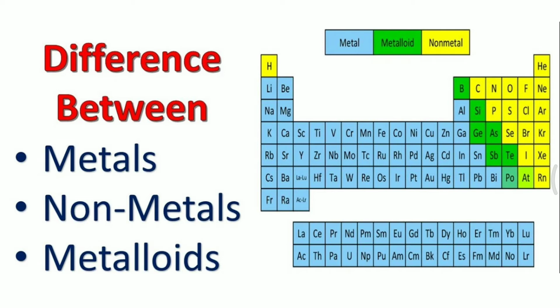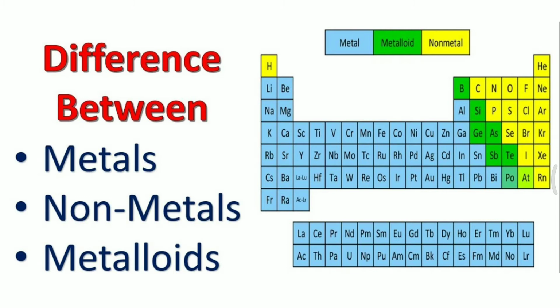So metals, as we can see here, 78% of all known elements have properties like metals and these are present on the left side of the periodic table. In contrast, non-metals are located at the top right hand side of the periodic table. So in between, you can see from the green color elements, these are metalloids.